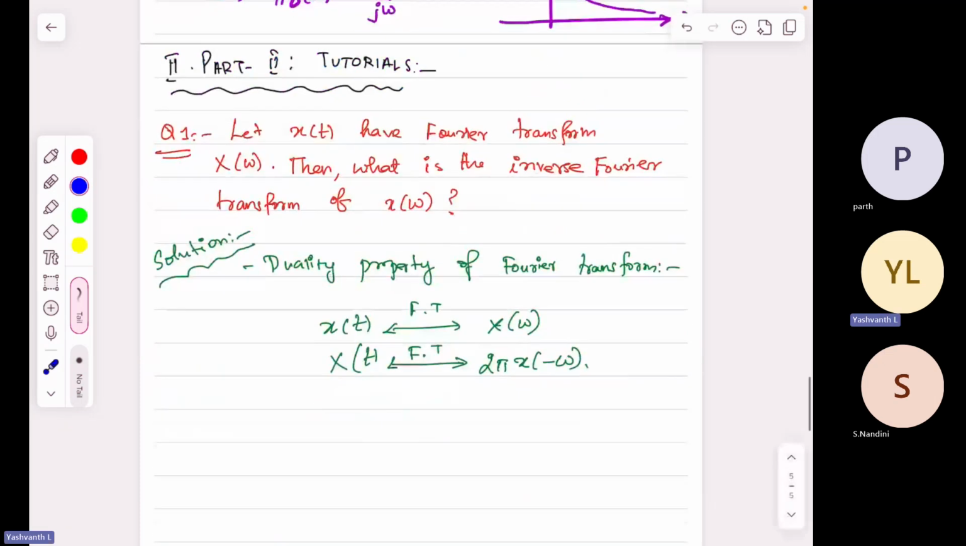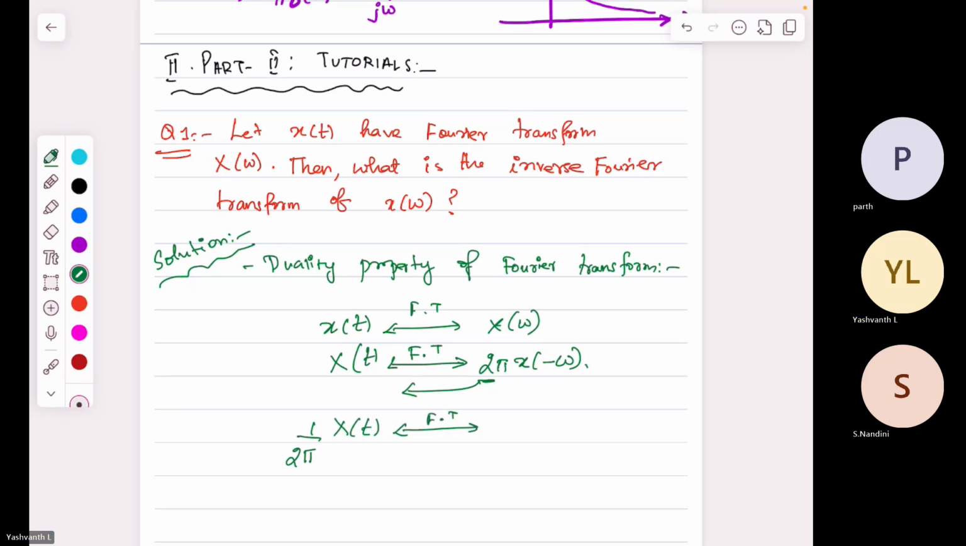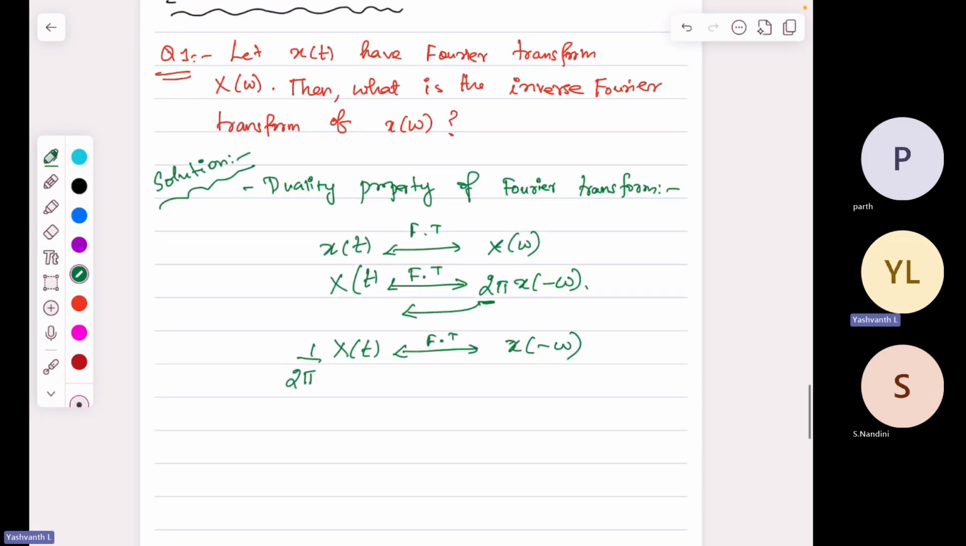Now, if that is the case, what I will do is bring this 2 pi to the RHS. That means 1 by 2 pi into capital X of t has the Fourier transform small x of minus omega. That means small x of minus omega can be given by 1 by 2 pi integral.